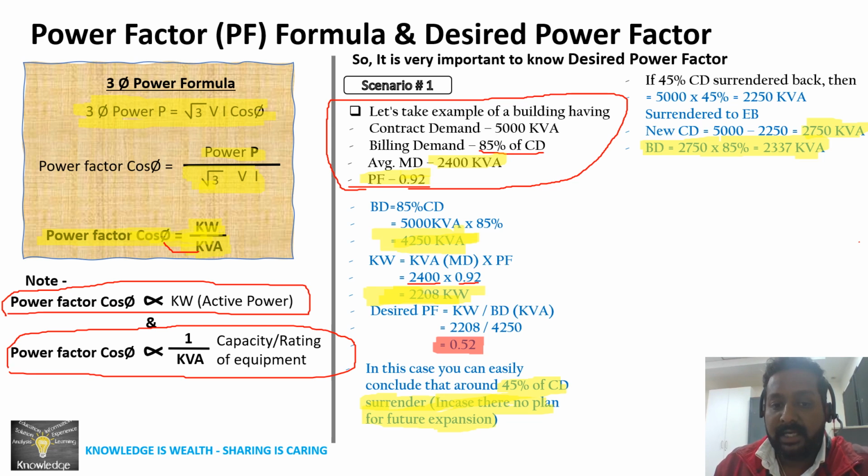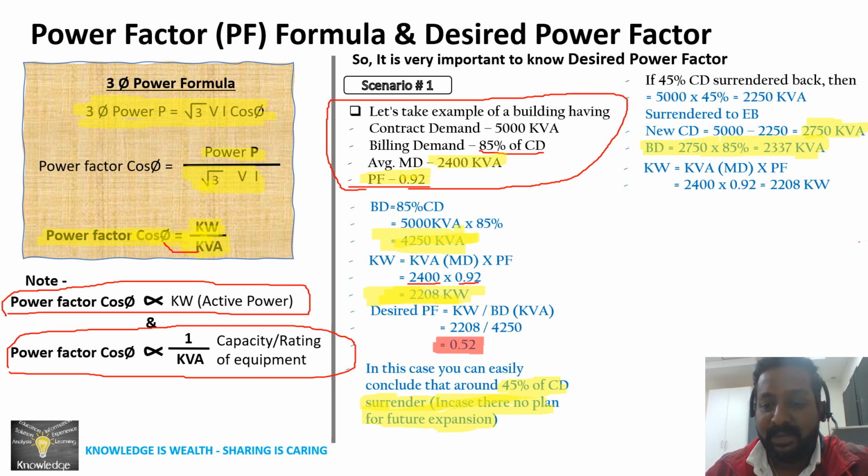Okay, so let's calculate the kilowatt. The kilowatt we have left untouched. The building demand is 2.2 megawatt, so the same kVA: our maximum demand is 2400 kVA and we are maintaining 0.92. So 0.92 into 2400 kVA is 2208 kilowatt, which is our building load. Okay, active load.